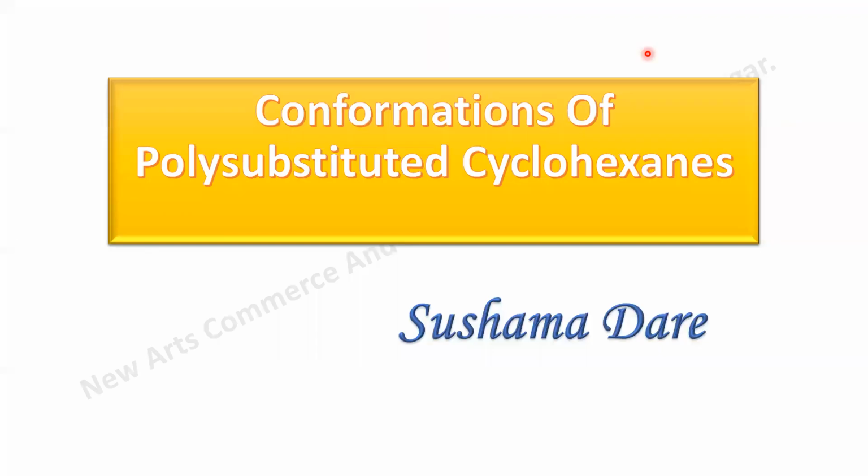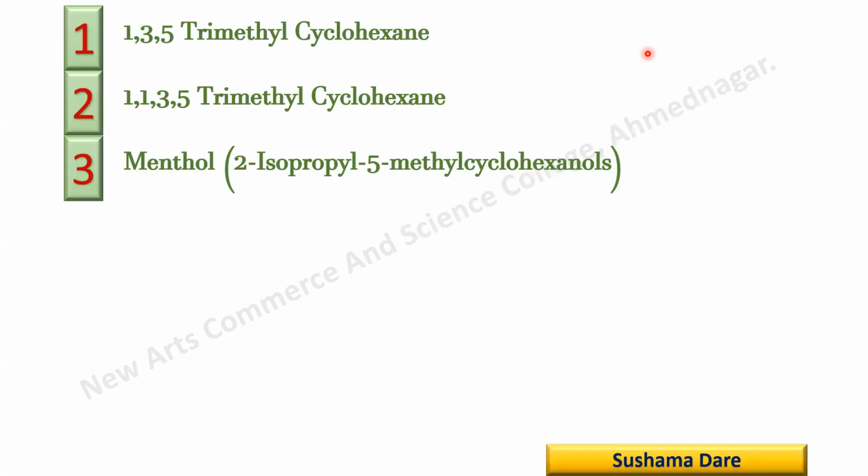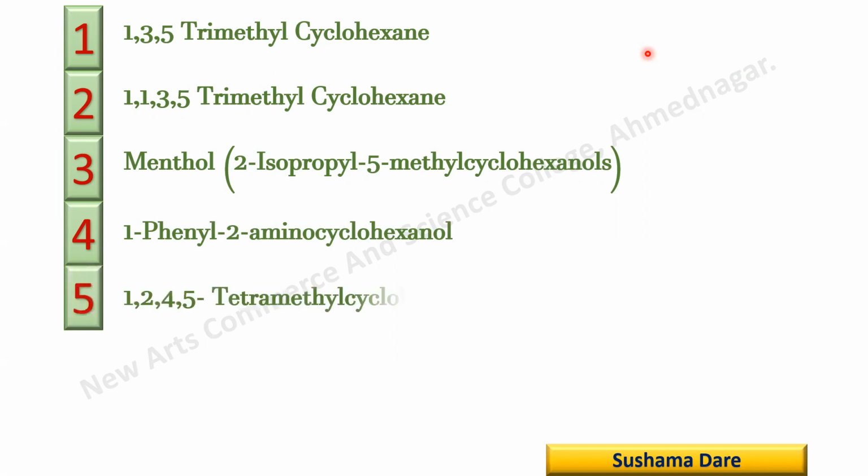Dear student, in this video, I am going to share the next part of conformations of polysubstituted cyclohexane. In the previous video, we discussed these three molecules. Now here, we are going to talk about the fourth molecule, that is 1-phenyl 2-amino cyclohexanol, and the remaining points that we have to cover in the successive videos.